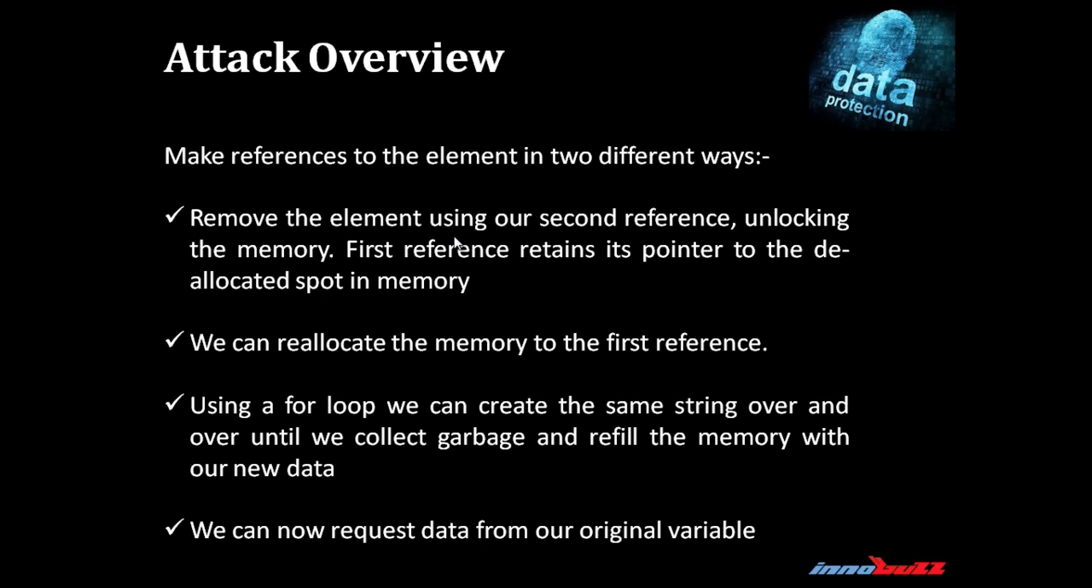Now let's take a look at the overview of the attack. It makes references to the element in two different ways. First of all, remove the element using our second reference, unlocking the memory. The first reference retains its pointer to the deallocated spot in memory. Now, we can reallocate the memory to the first reference. Using a for loop, we can create the same string over and over until we collect garbage and refill the memory with our new data. We can now request data from our original variable.